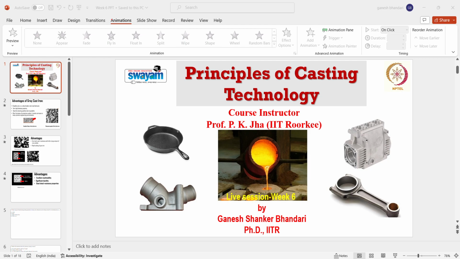So coming to the next one, steels containing less than 0.8% carbon are termed as eutectic steel, hypoeutectoid steel, hypereutectoid steel, or peritectic steel.